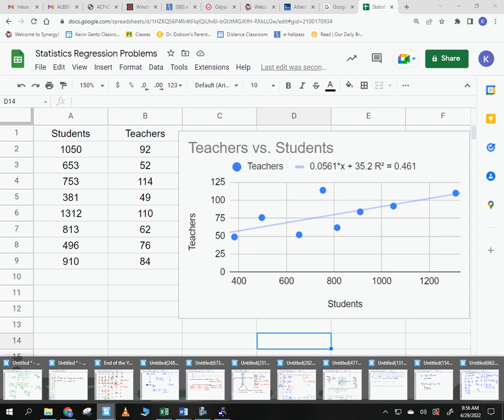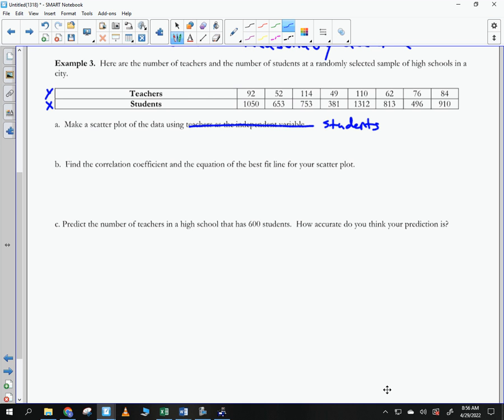I'm going to go to the sheet of paper we're working on, and I'm going to have you help me write this down. What is r squared equal to? Is it 0.461? 0.461. That's the r squared value. And then the equation for the best fit line: the number of teachers is equal to, and what did we have for an equation? 0.0561 times the number of students plus what? 35.2. So that's my prediction equation.